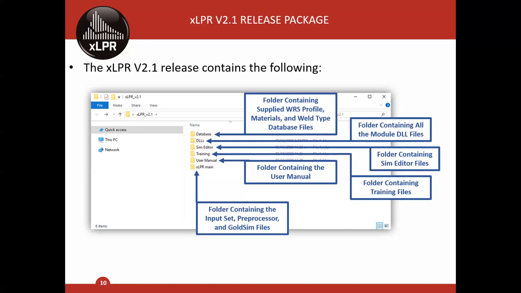There's a folder on the training materials. We'll talk about that in a little bit. The other folder is xLPR main. That's the main folder that contains the GoldSim files and input set spreadsheet. So that's what you'll be getting in xLPR version 2.1.